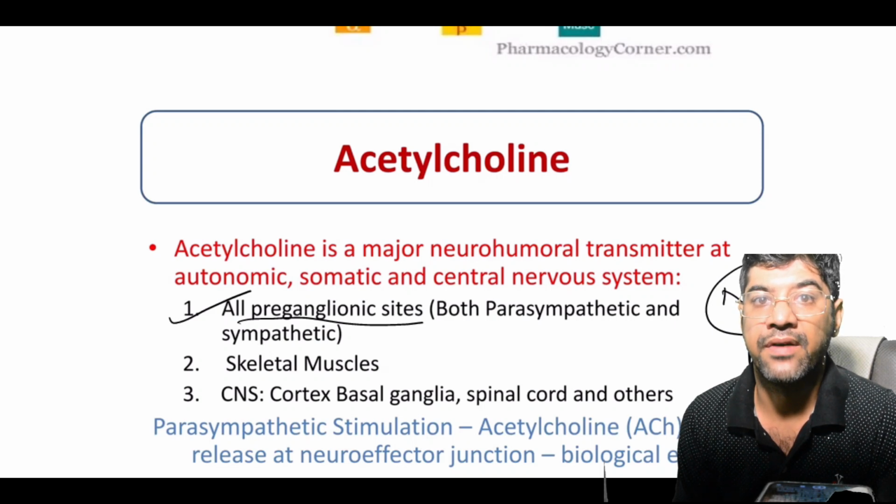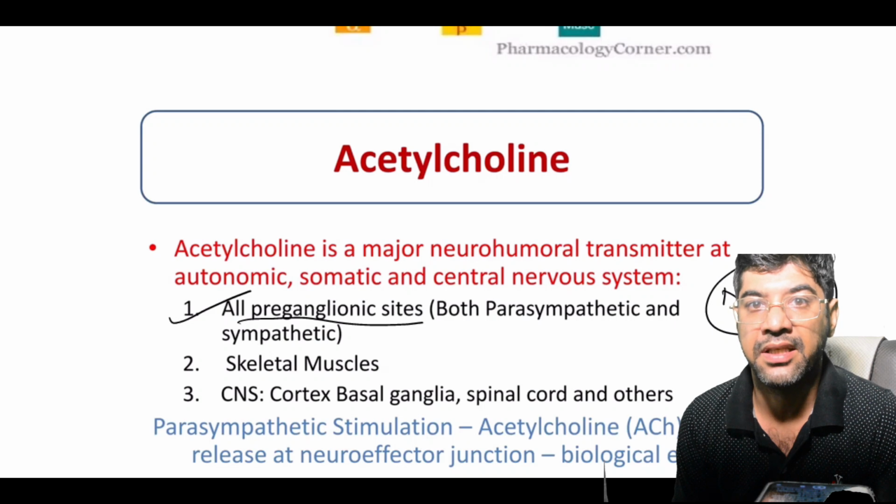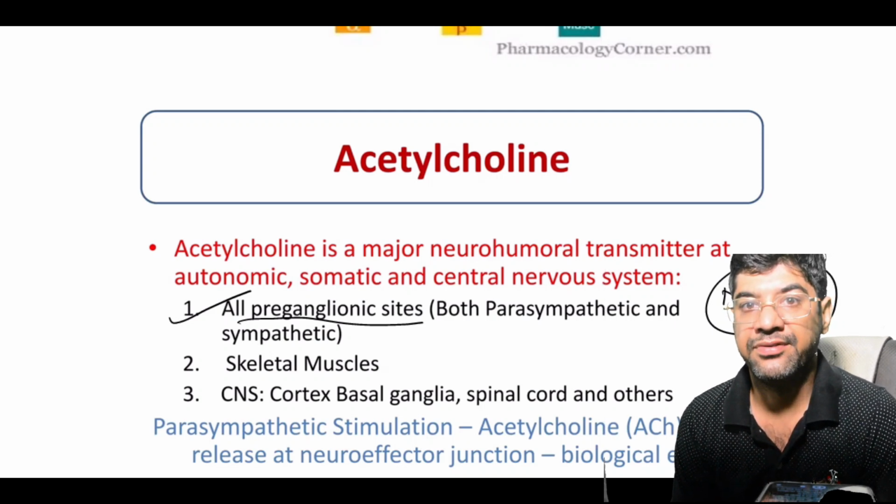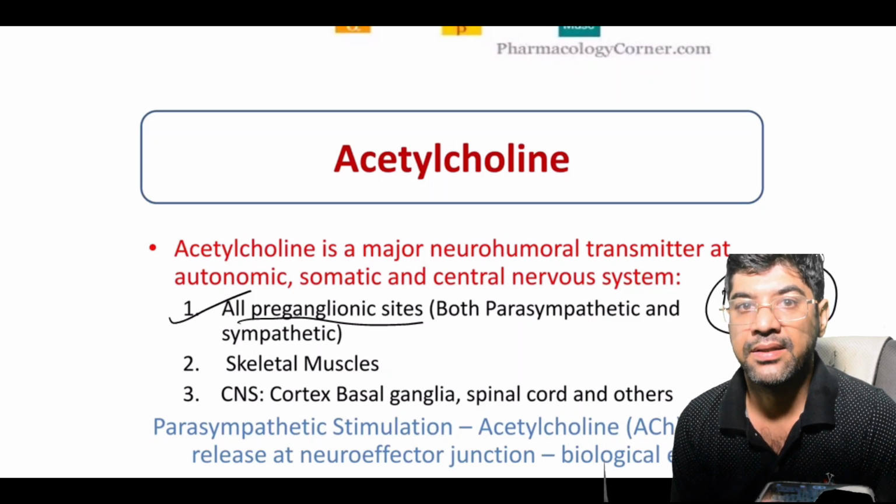Acetylcholine is found in various regions such as the cortex, basal ganglia, and spinal cord, where it modulates different neurological functions. Now, what is the function of acetylcholine? It is released at the neuroeffector junction, producing biological effects like decreased heart rate, increased glandular secretion, and smooth muscle contraction. While in sympathetic stimulation, noradrenaline is released at the neuroeffector junction, causing effects like increased heart rate and vasoconstriction.